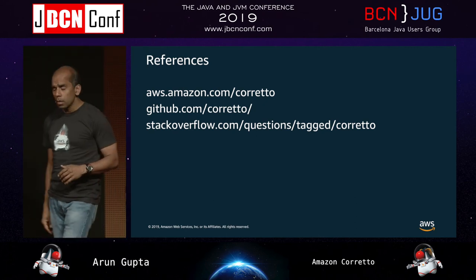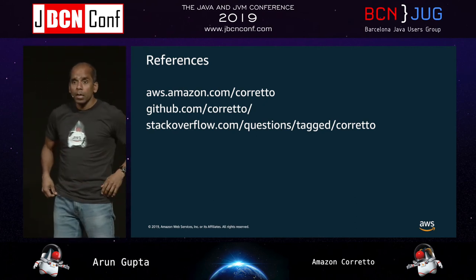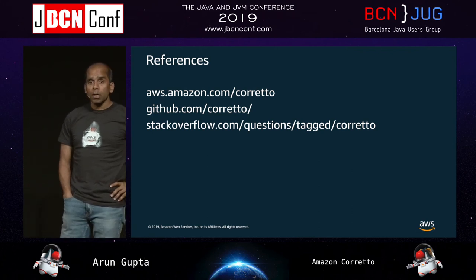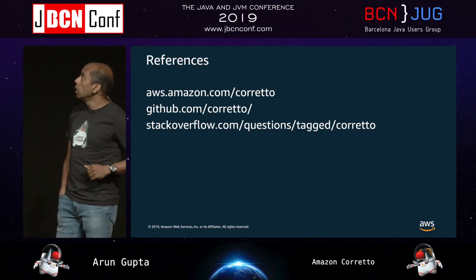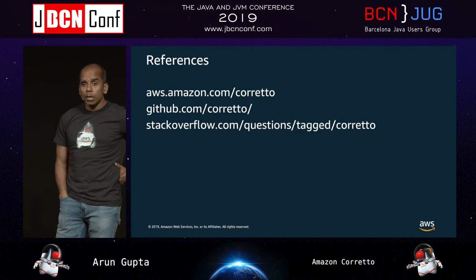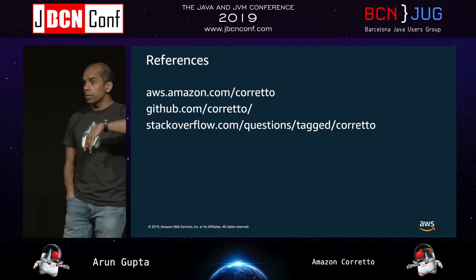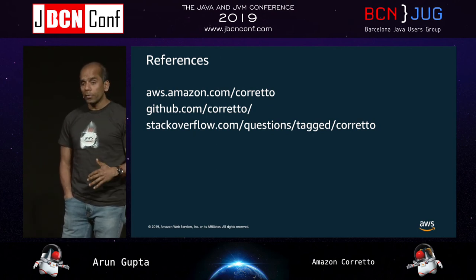These are sort of our main URLs that you need to remember. Anything and everything about Corretto is on AWS Amazon Corretto. That's sort of your one landing page, essentially. The GitHub repos are on github.com/Corretto again. There are separate repos for Corretto 8 and 11. You can file issues, you can track issues, you can ask questions. All of that is there.